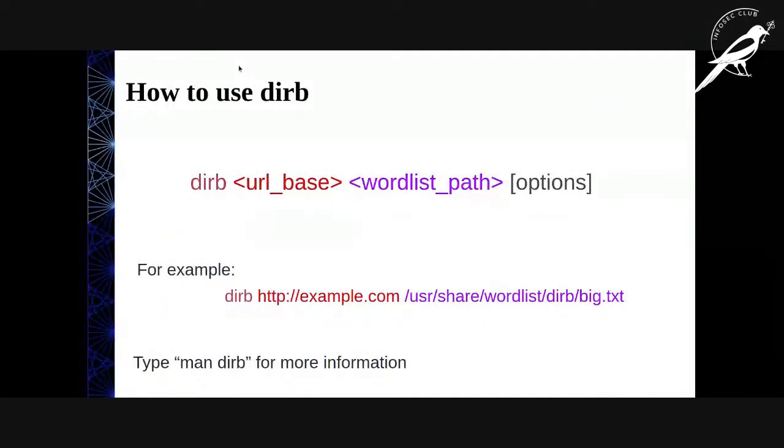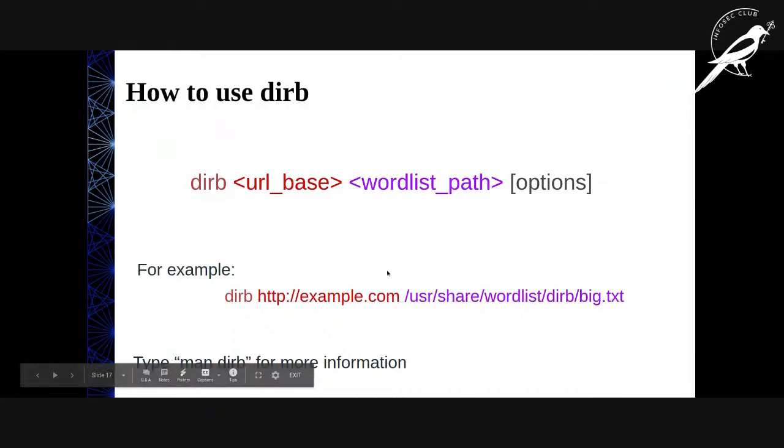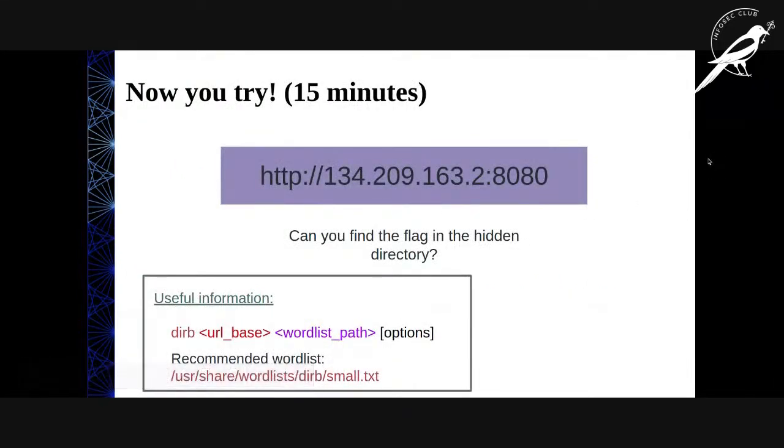So here we go. Like I just said, to use dirb, you give the URL base. What I mean by base is the google.com or the example.com part, the root part of the URL, and then the word list path. You can also add some options, but you shouldn't need them for what we're about to do. So for example, dirb example.com, and then the word list. This is using big. I recommend small.txt in this path for the next challenge. So let's give it a shot. It's the same website as before, and see if you can find anything hidden. There should only be one flag for this challenge.